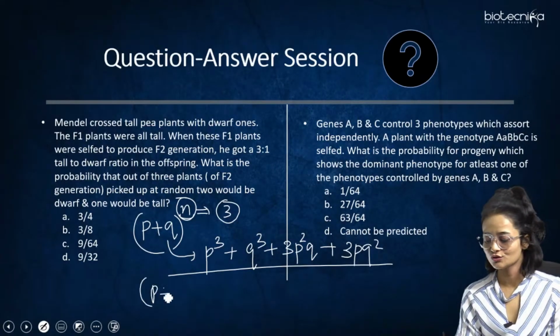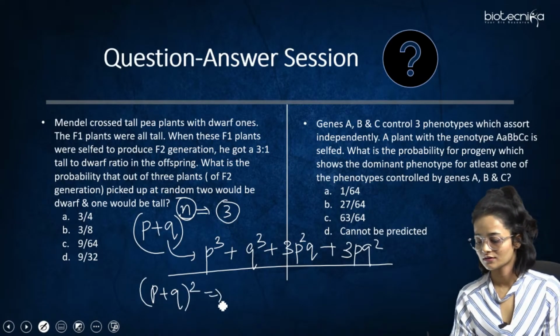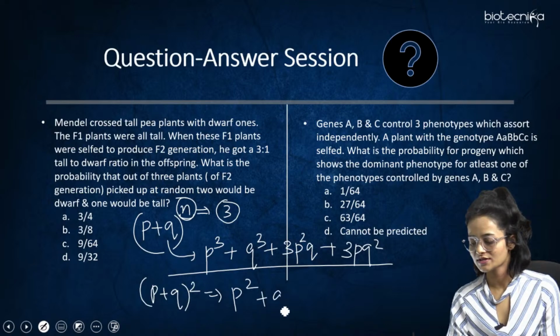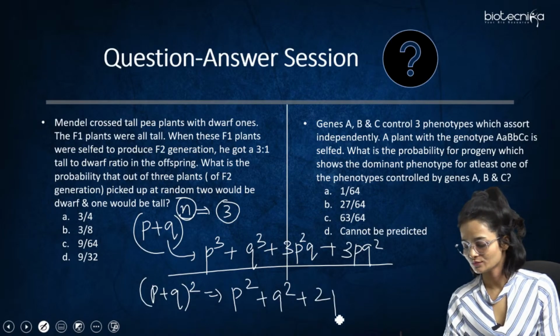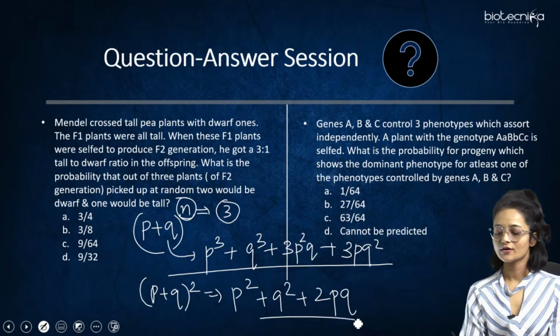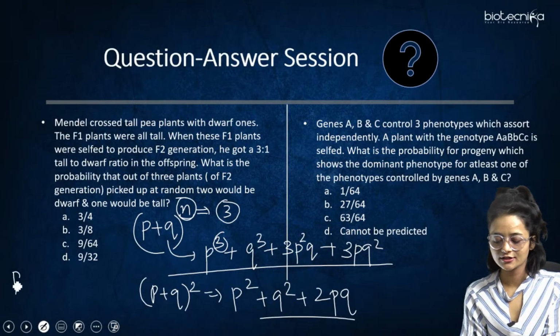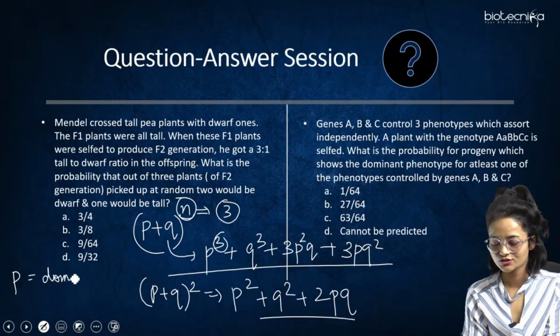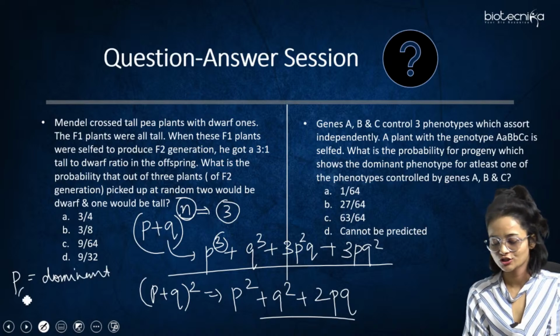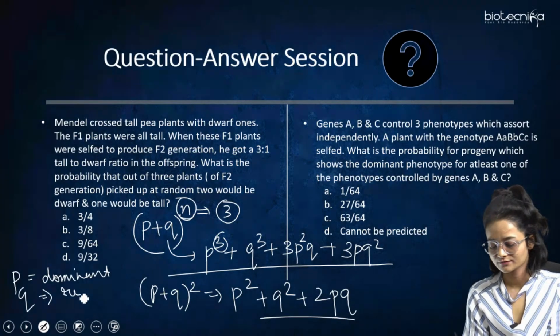When n is equal to 2, then what happens? It would be P square plus Q square plus 2PQ, right? Now here it is being given for the 3:1. Now it is saying, let us consider that P is for the dominant trait and Q is for the recessive trait, right?